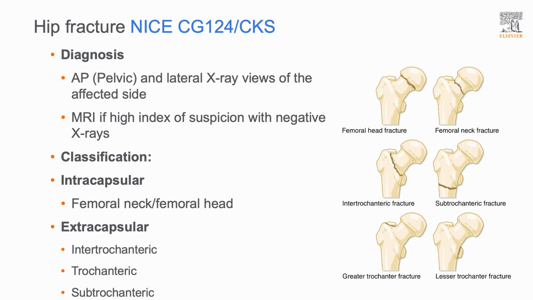Hip fractures are classified based on their relationship to the hip joint capsule, which attaches at the intertrochanteric line. Intracapsular fractures are those involving the femoral neck or femoral head, and extracapsular fractures are intertrochanteric fractures, so between the greater and lesser trochanters, those involving either the greater or lesser trochanter in isolation, and subtrochanteric, which are below the intertrochanteric line.